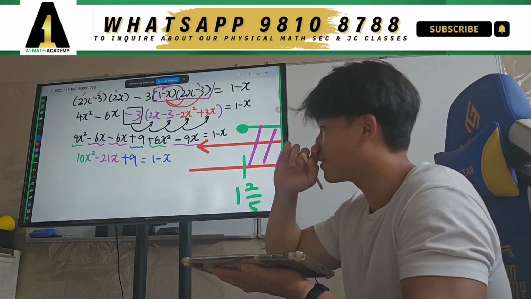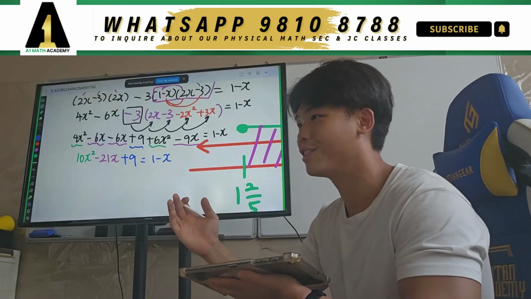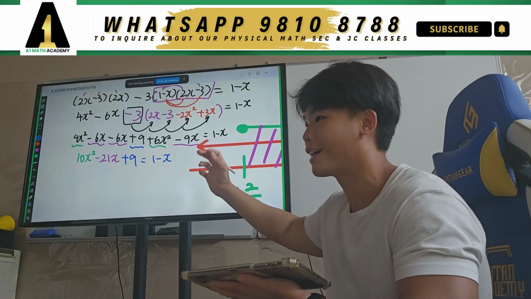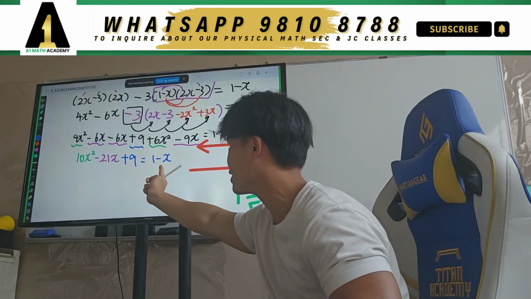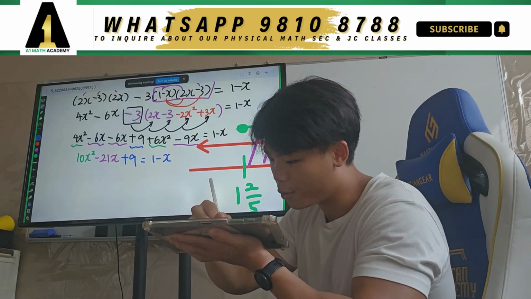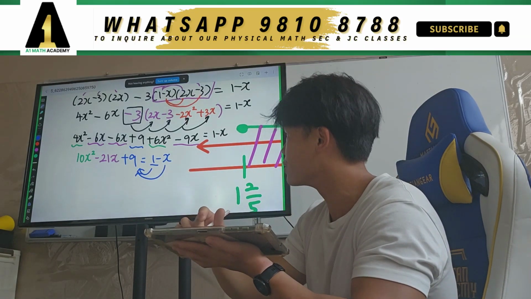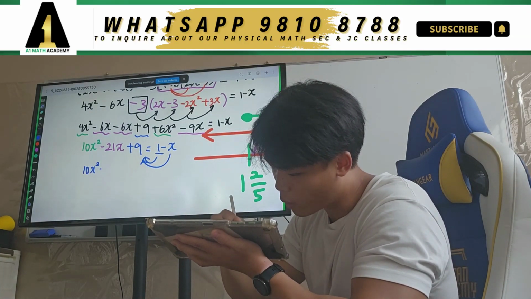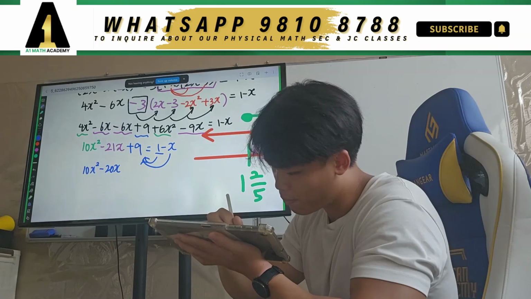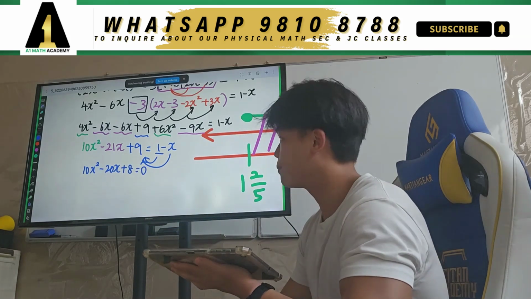But then still not done, right? Because remember the question is asking us to solve. Solve means we need to find the value of x, right? So what must we do to this? We must bring this 1 to the other side and must bring this x to the other side also. So we end up with 10x squared minus 20x plus 8 equals 0.